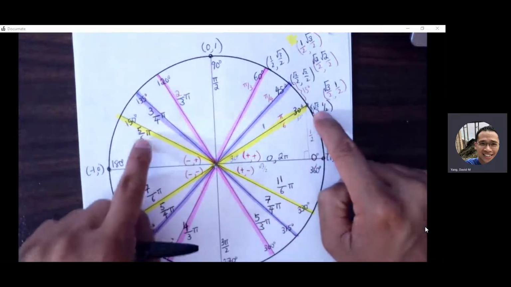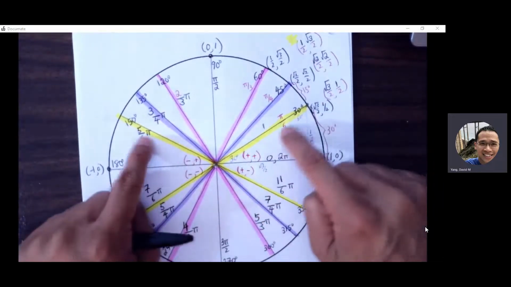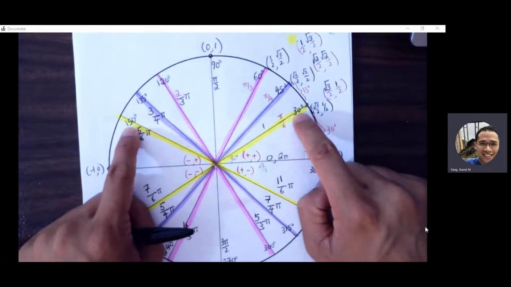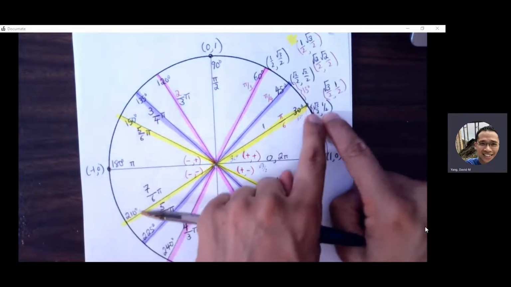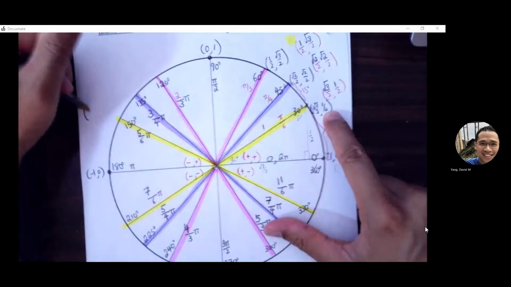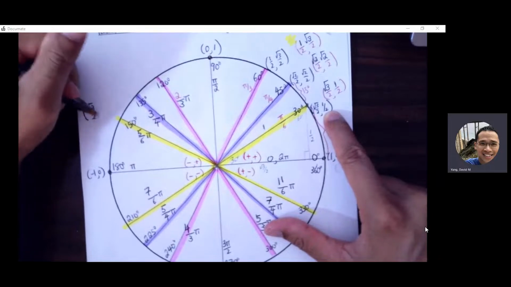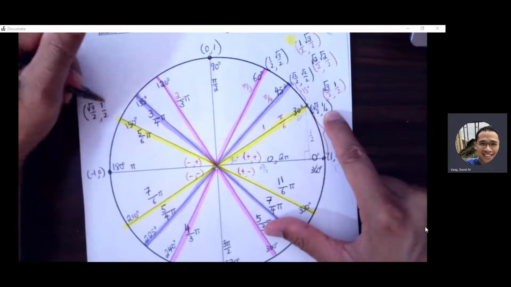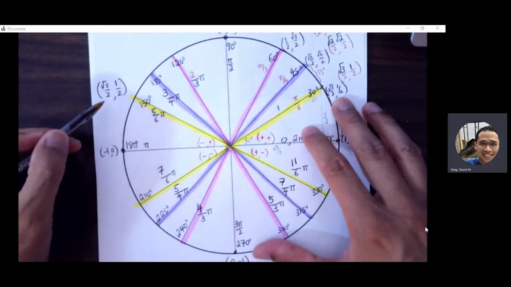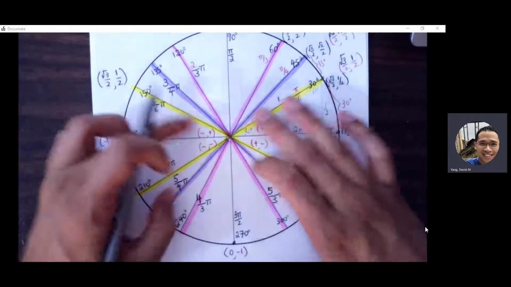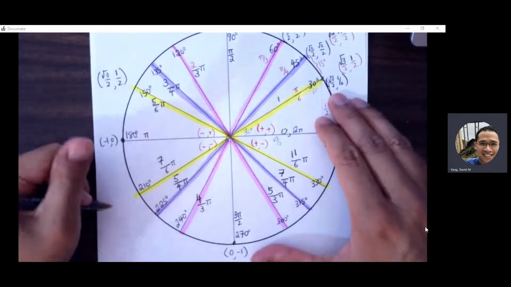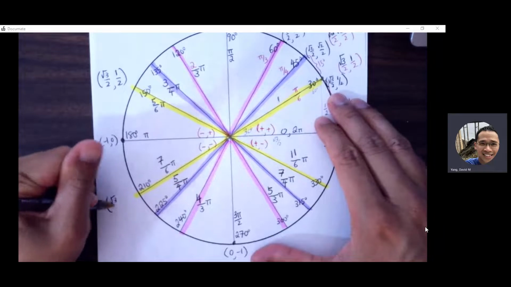So first, anything that has pi over 6 or 6 in the denominator or a 30-degree reference angle will all share this ordered pair. This is before our adjustments with our signs, but we'll just go ahead and put the numeric value down. Okay, so all the ones I highlighted in yellow will all have the same ordered pairs initially.